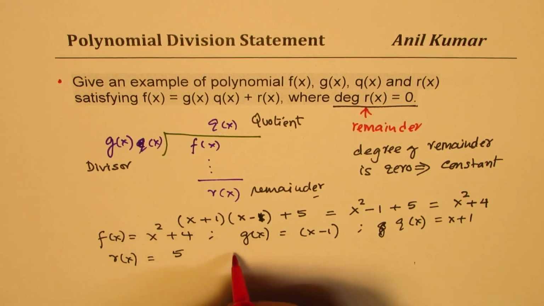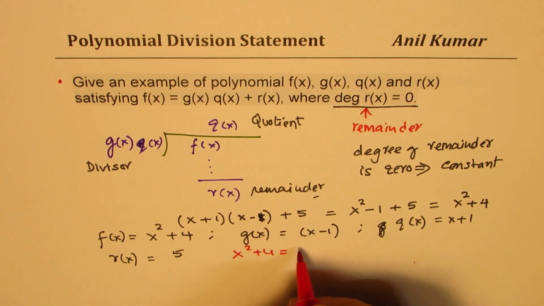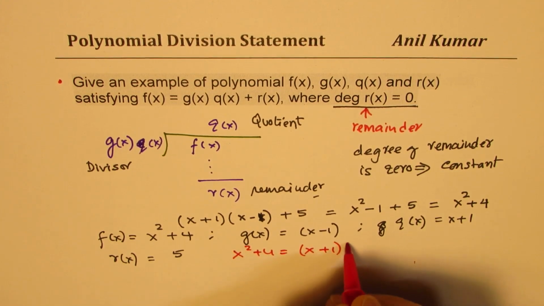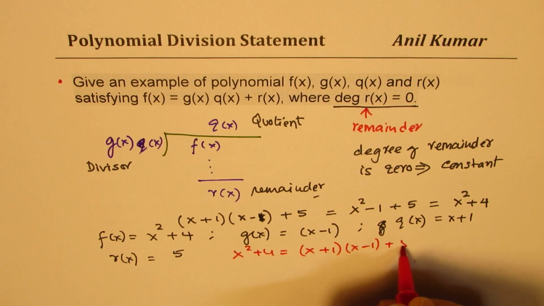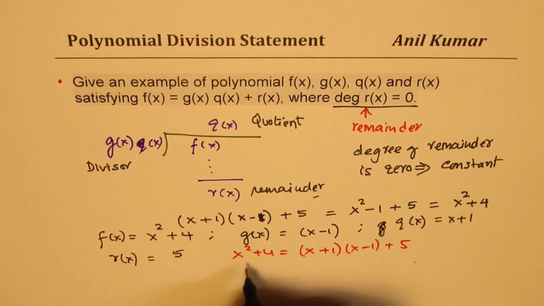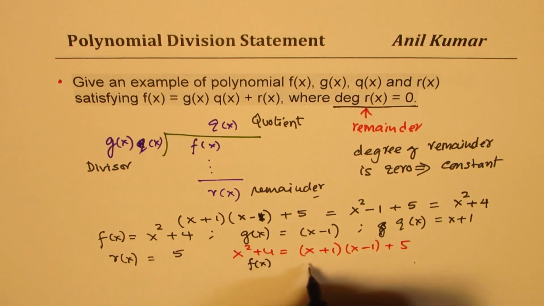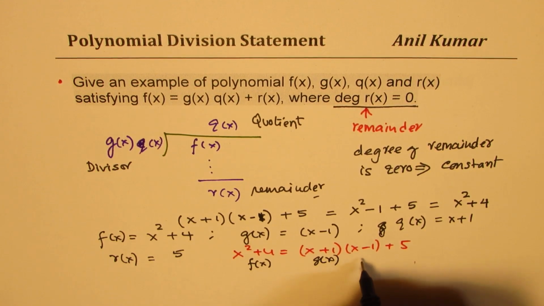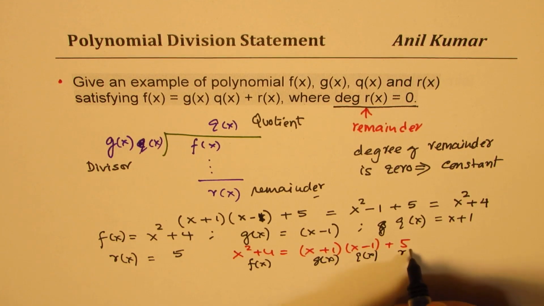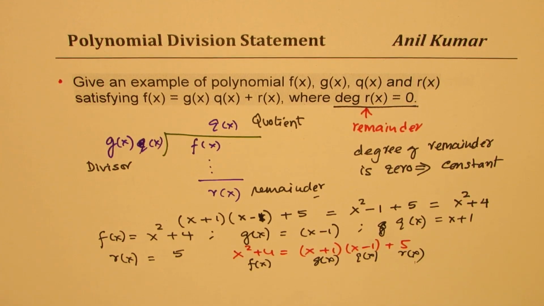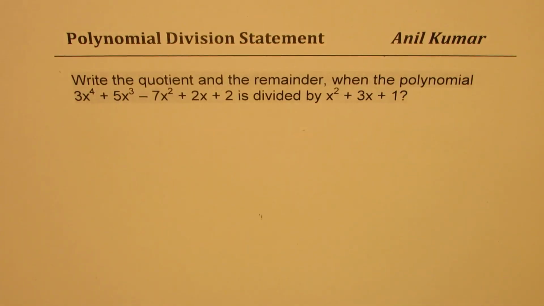Is that okay? So we could write this as x square plus 4 is equal to x plus 1 times x minus 1 plus 5, correct? Where this becomes your f of x, this is your g of x, that is q of x, and this is r of x. So that could be one possible. This is a communication question where you could have many answers. So I hope that part is absolutely clear. Now let's take the next question.